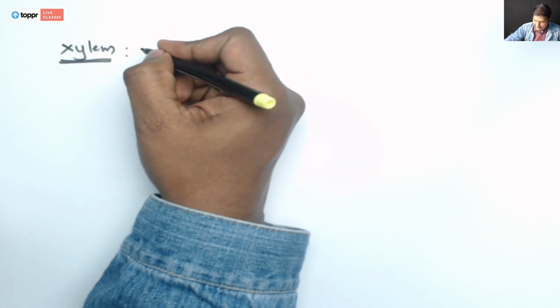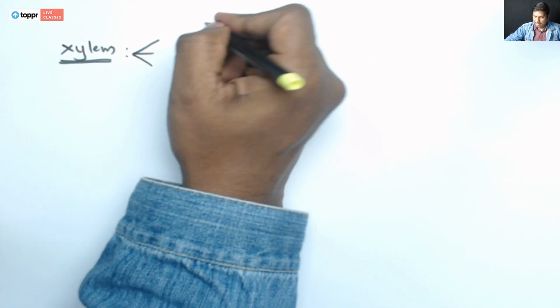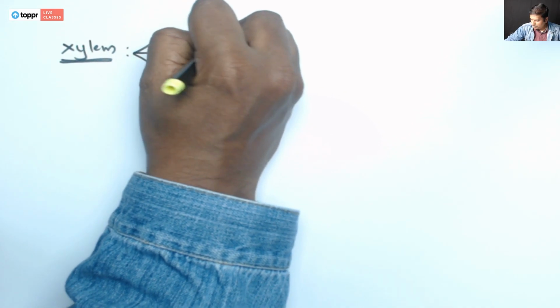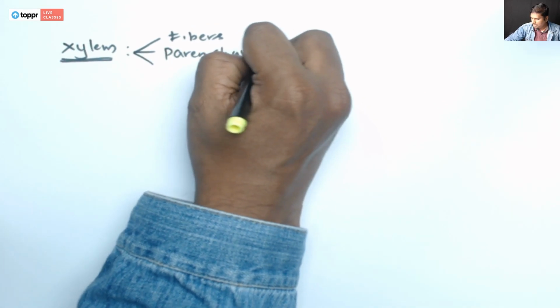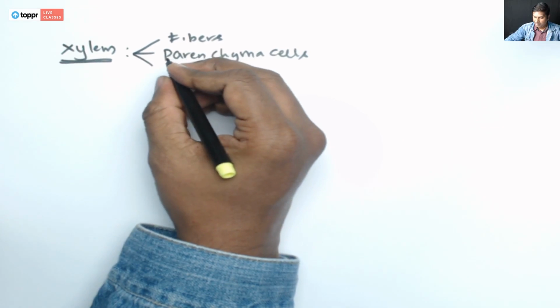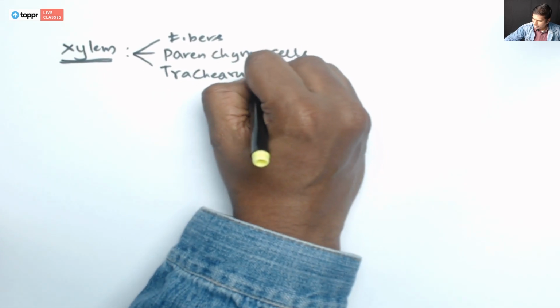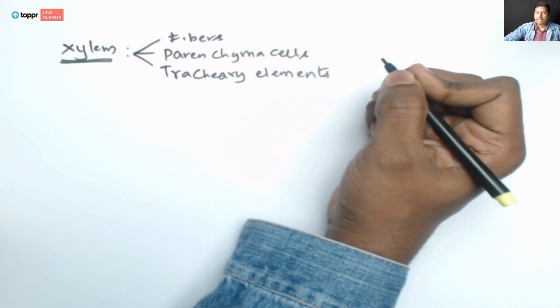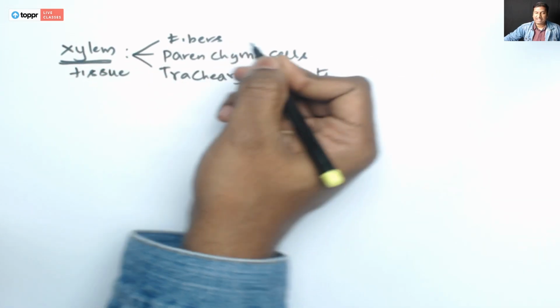Okay, now if you look at xylem, the xylem is actually made up of three kinds of cells. Three kinds of components. The fibers, then we have the parenchyma cells, right, and the third thing is the tracheary elements. Xylem tissue is actually made up of these three things.